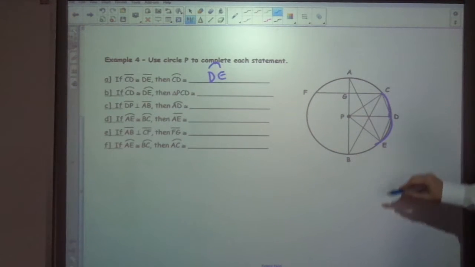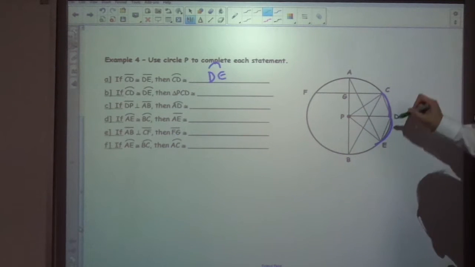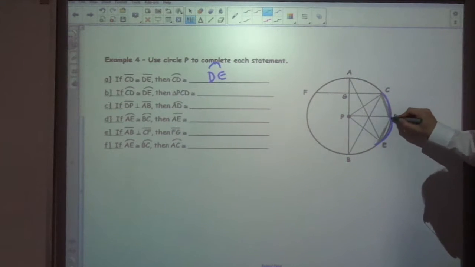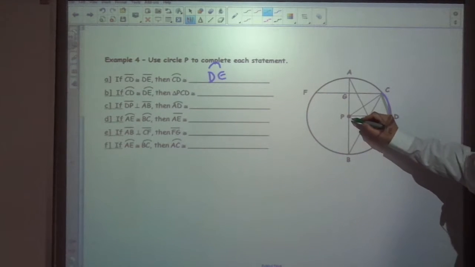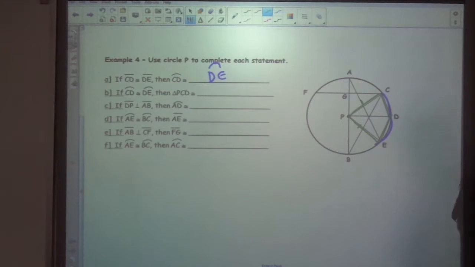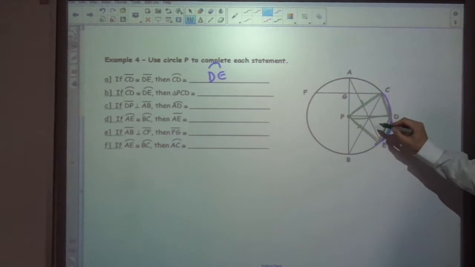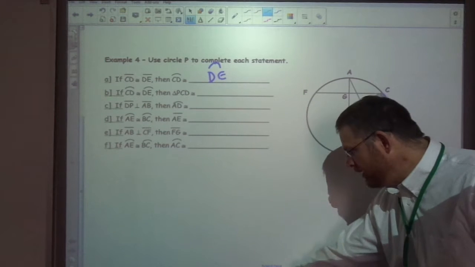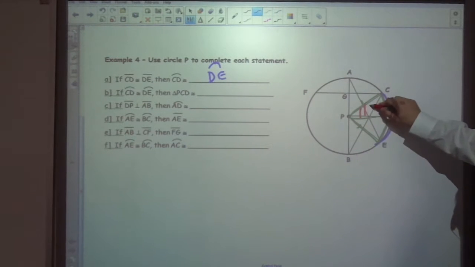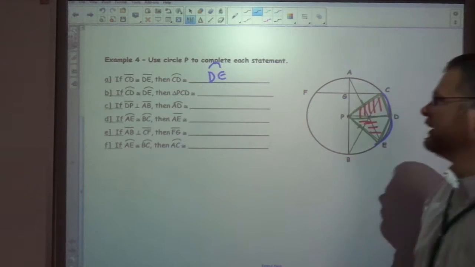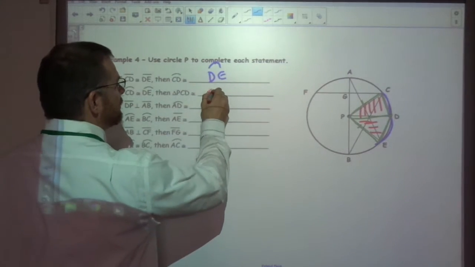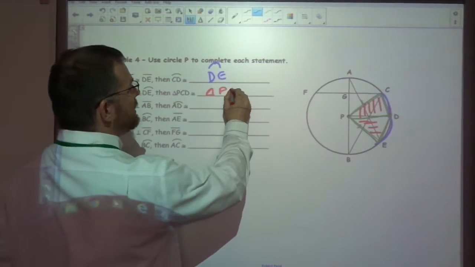Well, if those two arcs are the same, then that would mean these two segments are equal. And I'm looking at these triangles, this is a radius and this is a radius, so those would have to be equal. And this would have to be equal to itself by the reflexive property. That would tell me that the triangle up here is congruent to the triangle down here. So we could say triangle PCD is congruent to triangle PED.